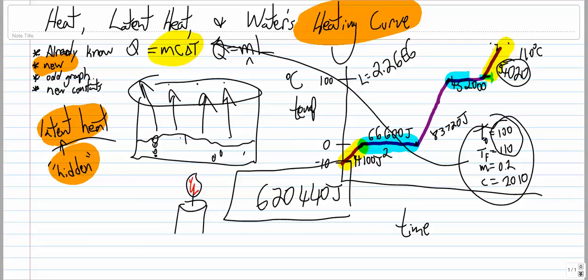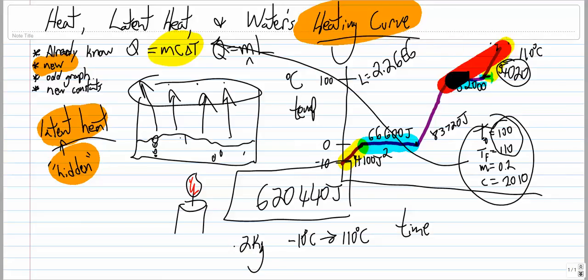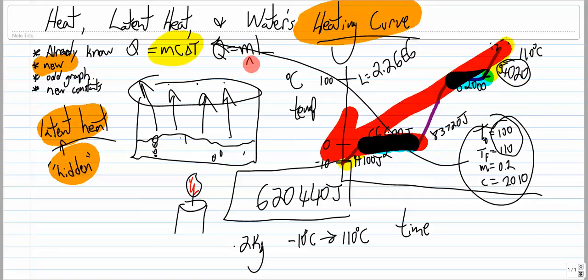So that is how much energy it takes to take a 0.2 kilogram chunk of ice from negative 10 degrees Celsius all the way up to 110 degrees Celsius by following the heating curve. And if we were going the other way, if we were cooling the water off, then we would get the same answer. It would just be negative. Okay? So that is how you use water's heating curve, latent heat, to figure out those sorts of problems.